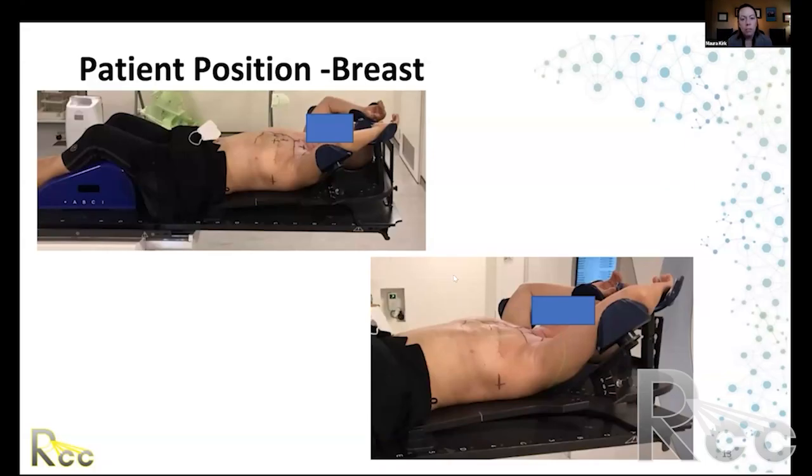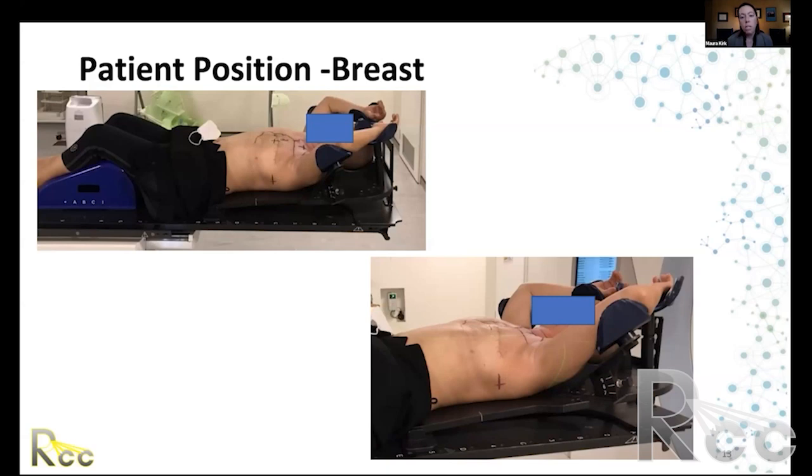We like to treat the patients with their arms overhead. There are studies that having both arms overhead leads to the most reproducible positioning in terms of symmetry and patient roll. It's easier when both arms are up to get that straight, symmetric, reproducible position.